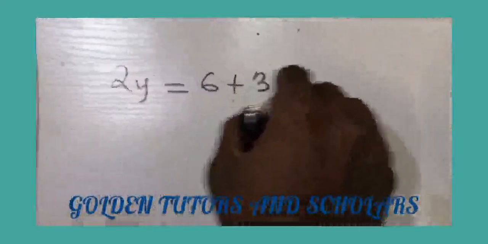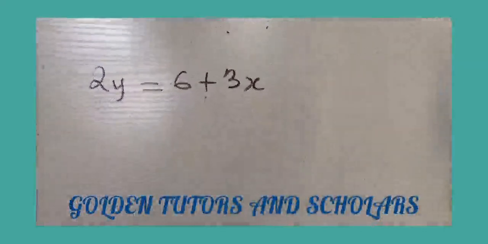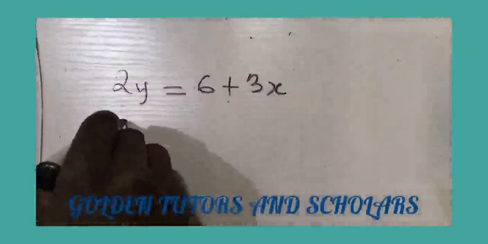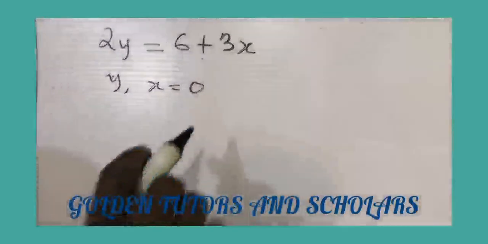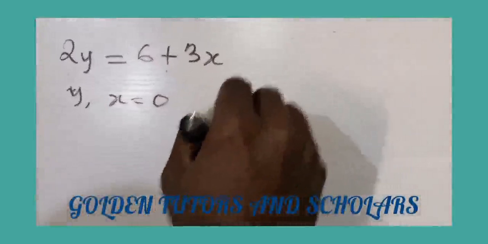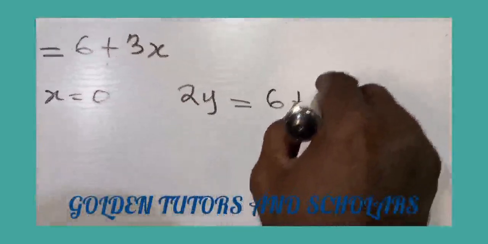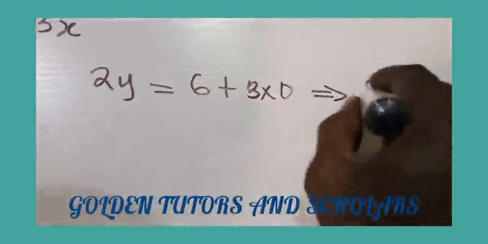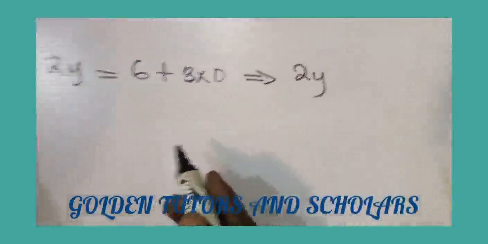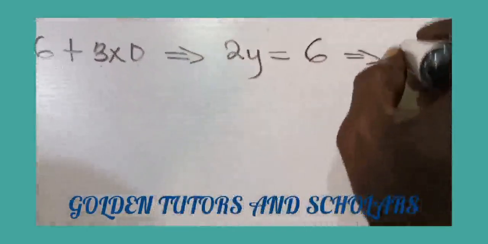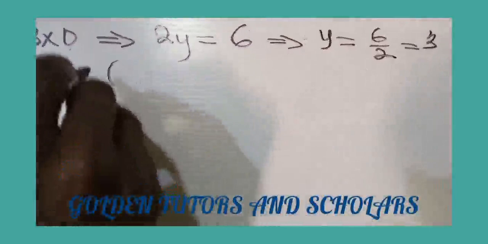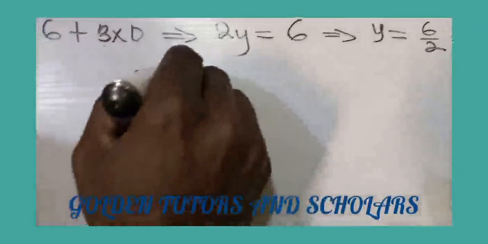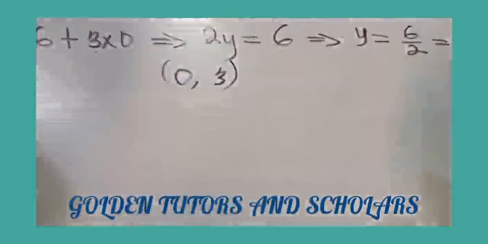Moving on to the boundary line 2y equals 6 plus 3x, we find the intercepts of x and y. Here, we'll find the value of y when x is equal to 0. So we have 2y equals 6 plus 3 times 0, and that implies that 2y is equal to 6, since 3 times 0 is 0. That further means that y is equal to 6 over 2, and that is 3. So the ordered pair x comma y, which is the coordinate, is x is 0 and y is 3. That's the ordered pair there.